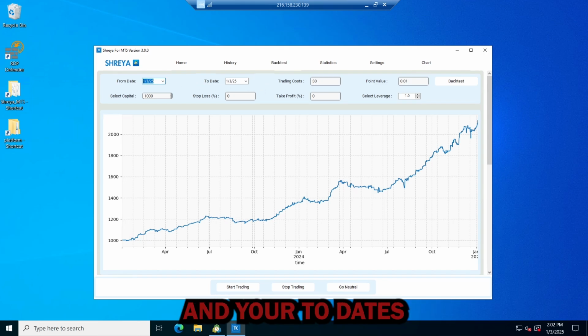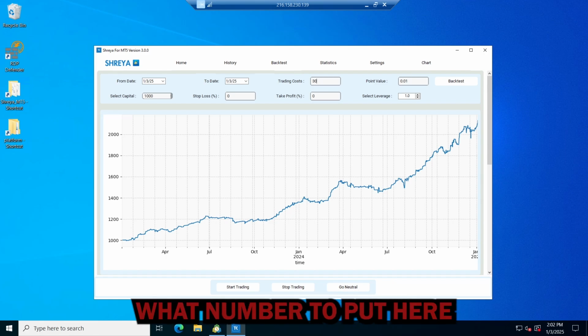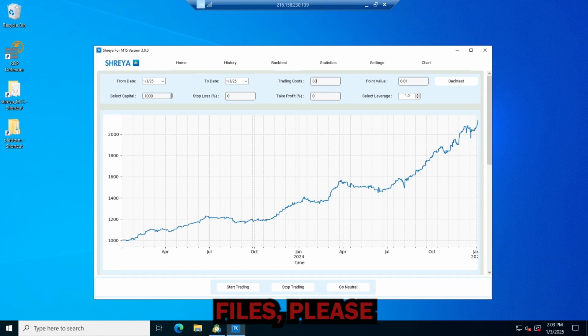You keep your from date and your to date on the same date, so you can backtest for the past 2 years. The trading cost here, I set to 30 because the broker I'm using offers a very low trading cost on Ethereum USD. Be sure to check this before adding your cost. If you're confused on what number to put here and you purchase the strategy files, please reach out to me along with your broker name, and I'm going to look up the spread for the account type you're using and let you know. The point value is usually constant at 0.01 for Ethereum USD, and you can see we have stop loss and take profit set at 0 because I'm not intending to use a stop loss or take profit on this strategy.